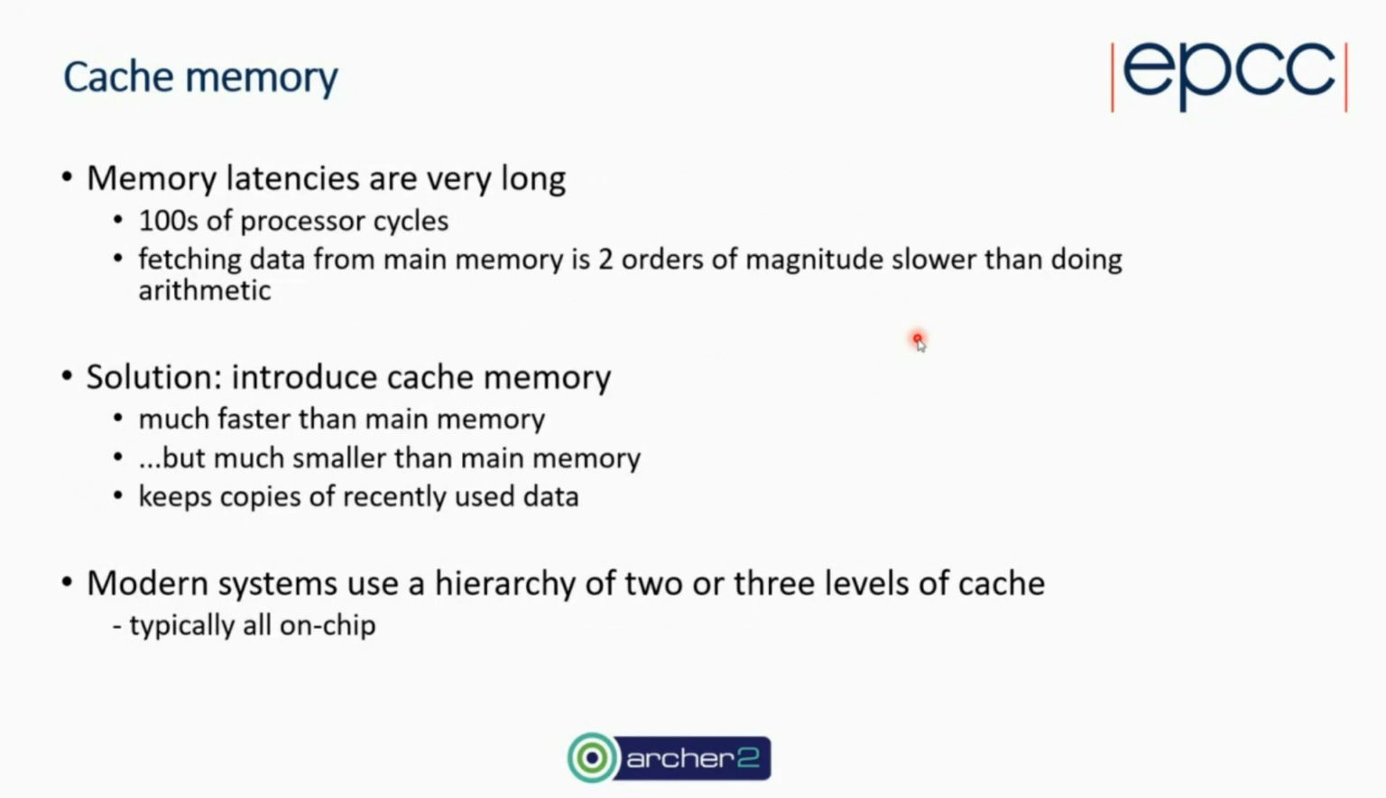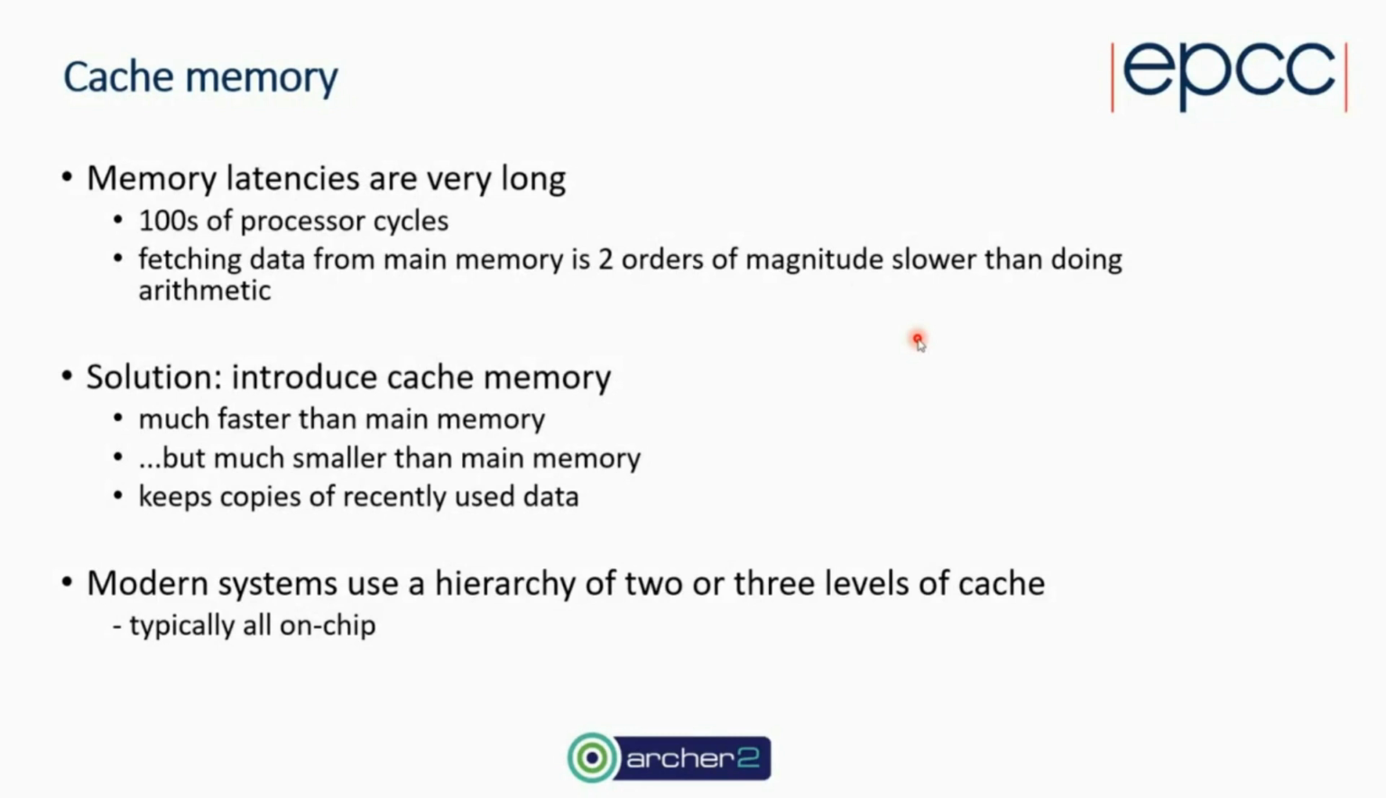So cache memory is much faster than main memory, but much smaller, and it keeps copies of recently used data. Generally, caches exploit the idea of temporal and spatial locality, i.e., data your program has recently used is probably going to be used again, so let's store that locally. And data near what you've used in memory is likely to be used soon.